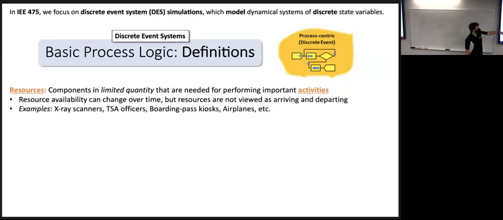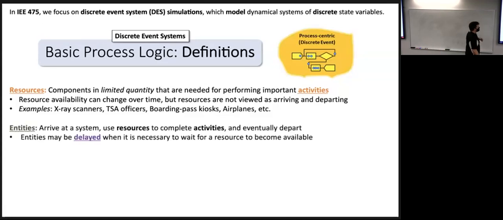So X-ray scanners, TSA officers, boarding pass kiosks, etc. These are things that are always in the system, even though they might temporarily go down, but they'll come back up again, and they're sort of always there in spirit. The other type of thing we worry about here are entities. Now, these things do arrive and depart. The people going into the break room, the people coming out of the break room, the passengers going into the airport, the passengers going out of the airport. These entities are delayed when they can't find a resource. So when they're in a resource, they're conducting an activity. When they're waiting for a resource to become available, they're in a delay. So there's a distinction here between activity and delay. So passengers, luggage, etc.